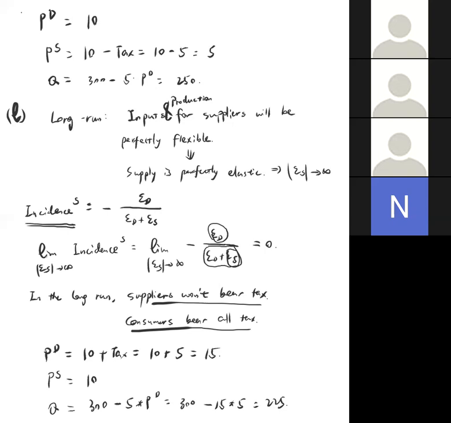So the difference between part K and part L is who is bearing all the tax. In the short run, in our setup, the producer is perfectly inelastic. So in the short run, the producer will bear all the tax and the consumer doesn't need to pay any tax. But in the long run, because the producer becomes perfectly elastic, that means they won't need to bear any tax. And that means in the long run, the consumer has to bear all the tax. And that leads to the difference in the prices consumers need to pay and the prices that suppliers receive in the short run and in the long run.